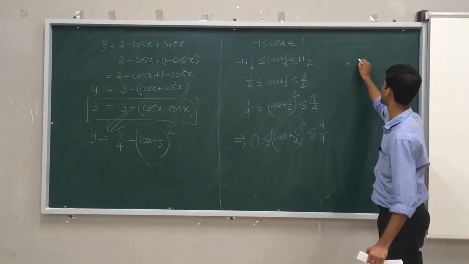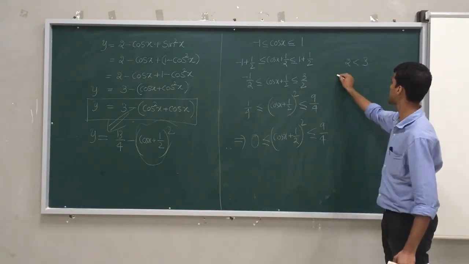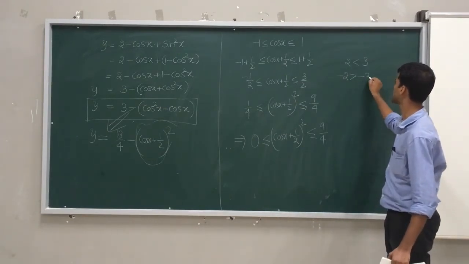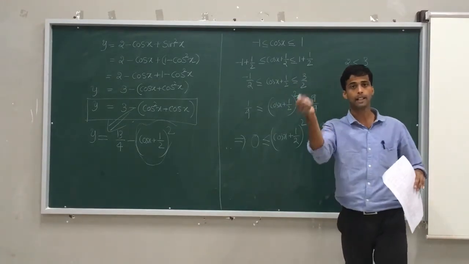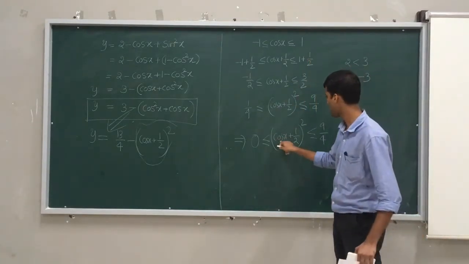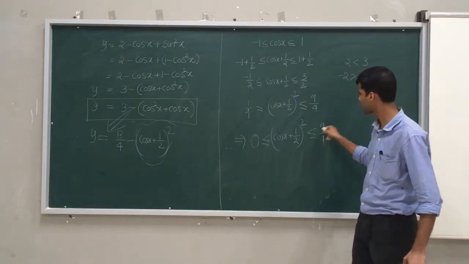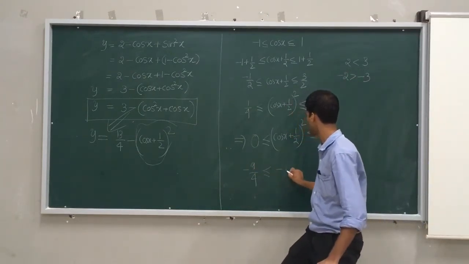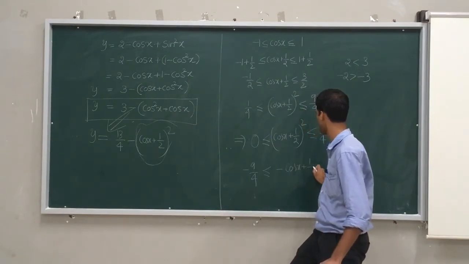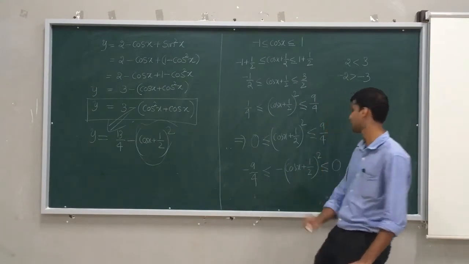We all know that 2 is less than 3. But when you multiply by minus, minus 2 is more than minus 3. Because when you multiply by minus, the sign will reverse, that is, the inequality will reverse. So when I multiply by minus, the highest value becomes the lowest value. That is, minus 9 by 4 less than or equal to minus times cos x plus 1 by 2 the whole square less than or equal to 0.